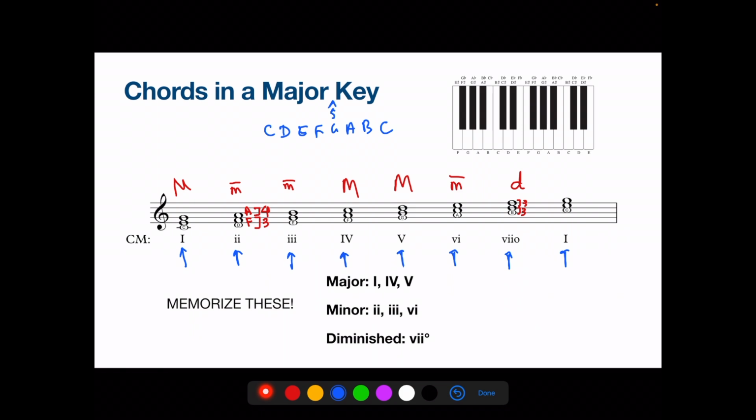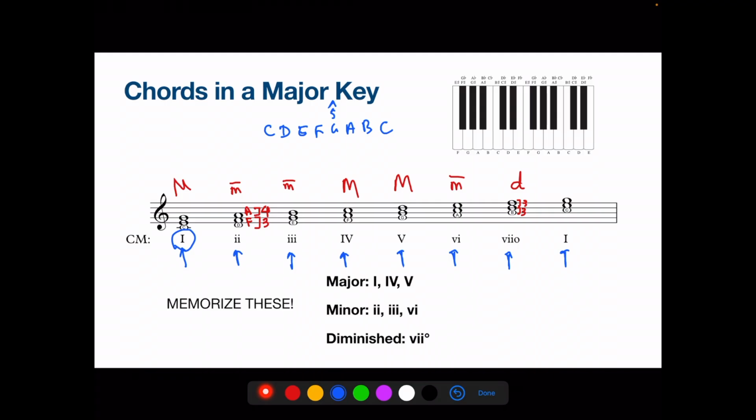And in Roman numerals, something that we have to pay attention to is how some of these are uppercase and some of these are lowercase. And that actually tells you whether it's major or minor. If it's a major chord, then you will use uppercase. Like here, this is a major chord. That's why the one is uppercase.